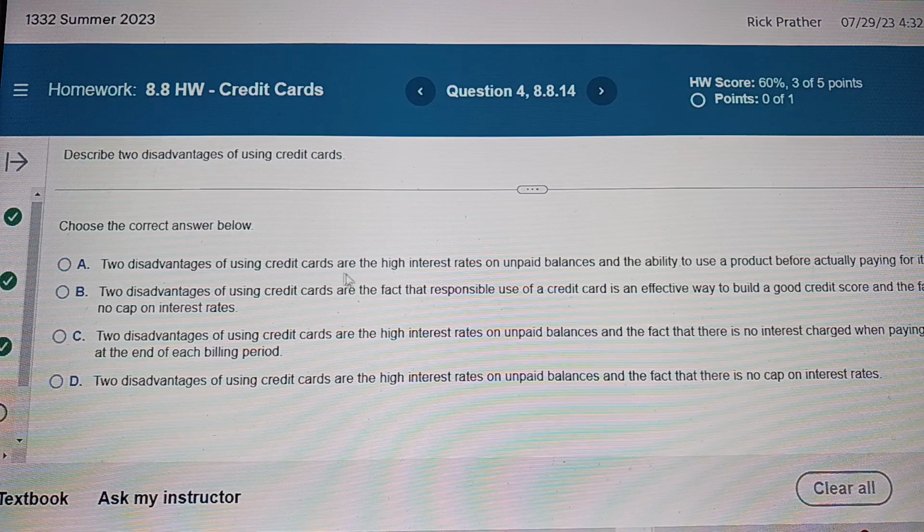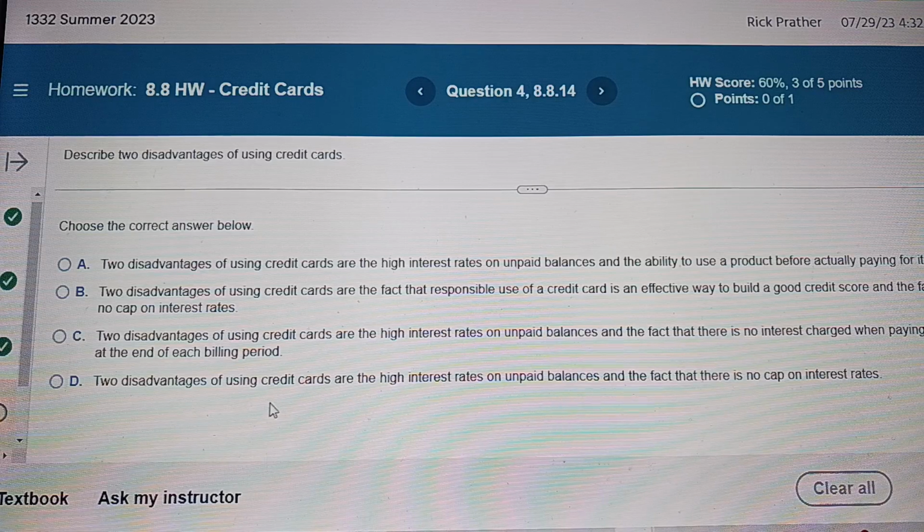Two disadvantages are high interest rates. Yeah, that's bad. And the ability to use a product before paying for it. Now, that's an advantage. So the answer can't be A because it listed one disadvantage and one advantage. B, the fact that responsible use of credit cards is an effective way to build a good credit score. Well, that's an advantage, not a disadvantage. C, high interest rates, yes. And there's no interest charge. Well, that's another benefit, though. So it must be D.